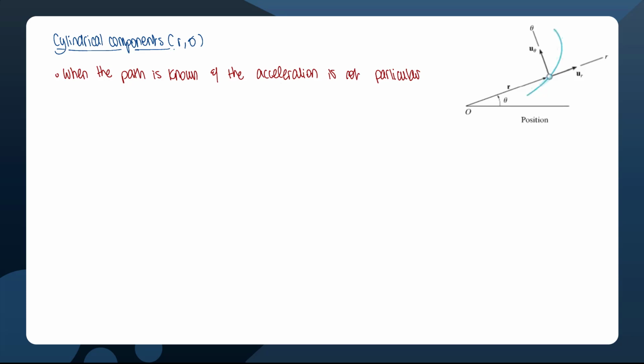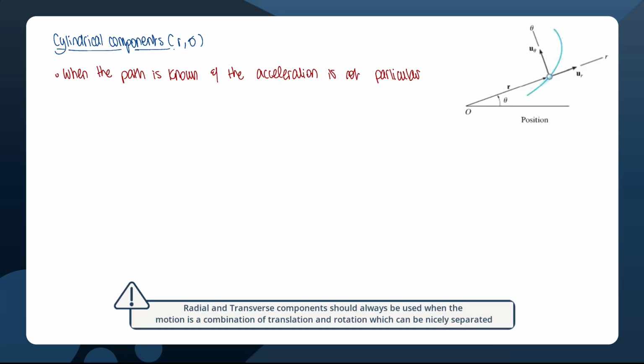Now, one particular scenario in which the cylindrical components are really useful is when we have motion, which is a combination of a translation and a rotation. And when this combination is nicely set, one can make use of this coordinate system. And you'll see in the problems later on how it's actually very trivial to know whether one should use the first coordinate system or the other.